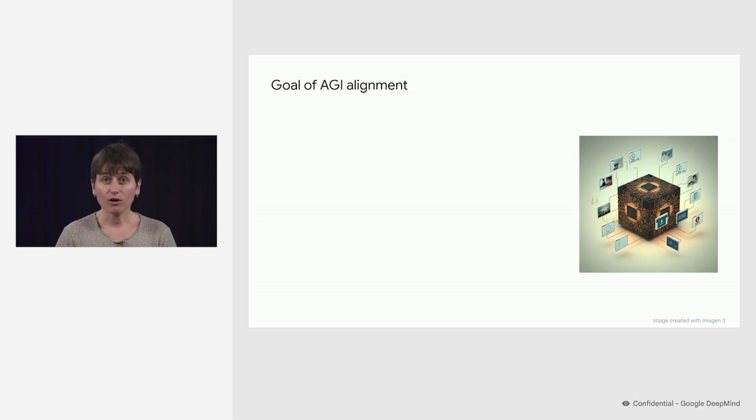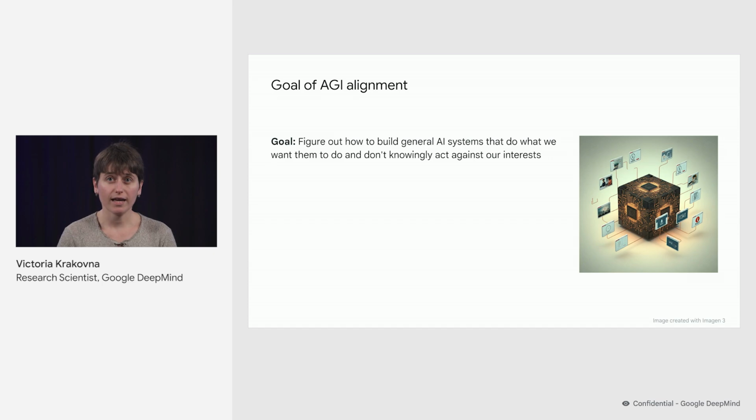I will give you a quick introduction to AGI alignment and an overview of what we will cover in the course. The goal of AGI alignment is to figure out how to build general AI systems that do what we want them to do and don't knowingly act against our interests.